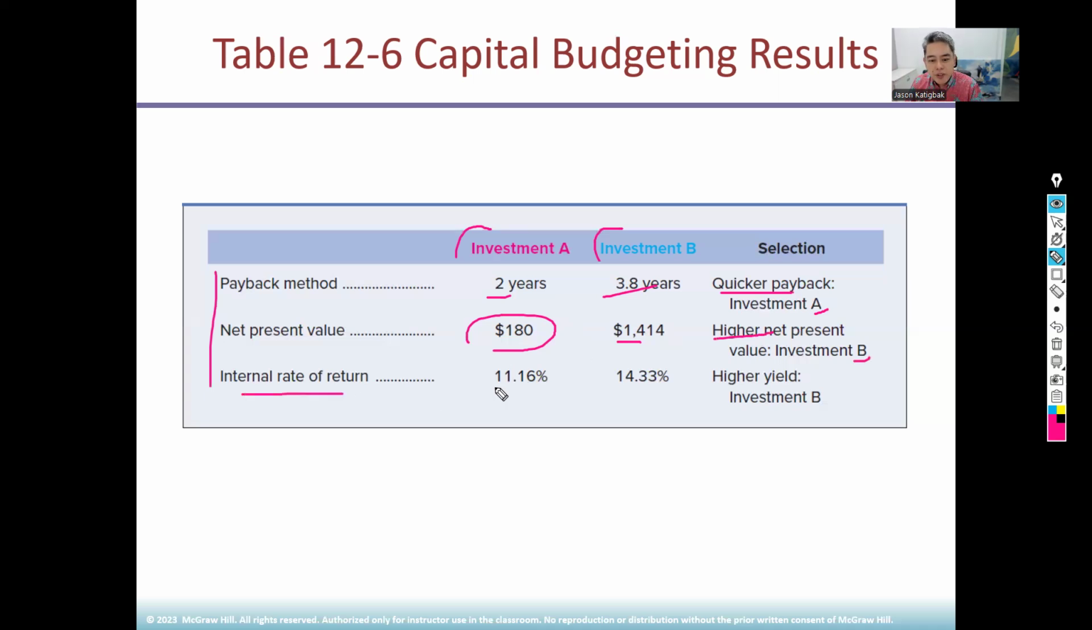And the internal rate of return is higher for investment B, 14.33 compared to 11.16. So how do you actually value it? There are different schools of thought on how things are being valued. A lot would say net present value is something you would want to consider. It's a toss-up between the net present value and the IRR. I would say it depends on the type of company that you have.